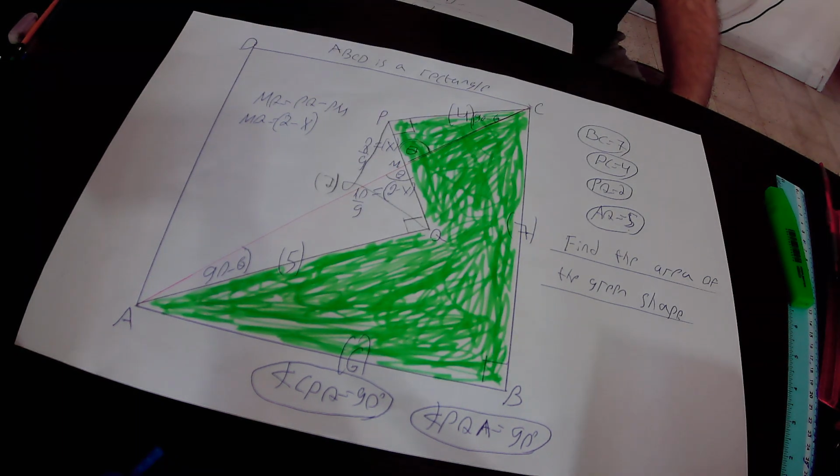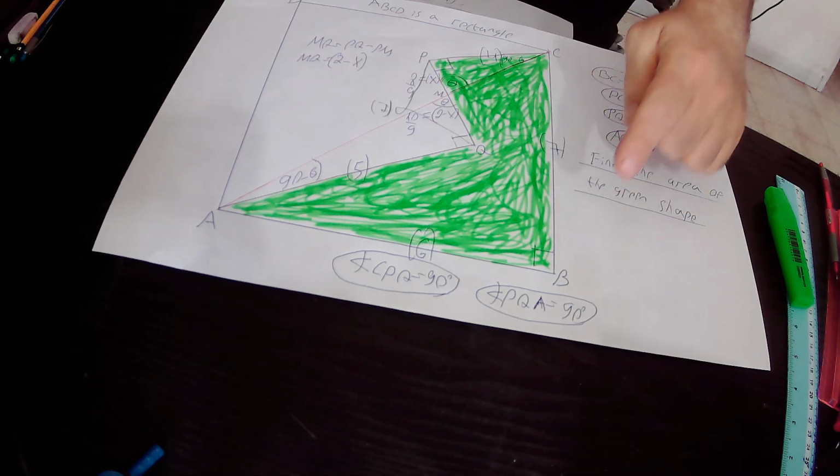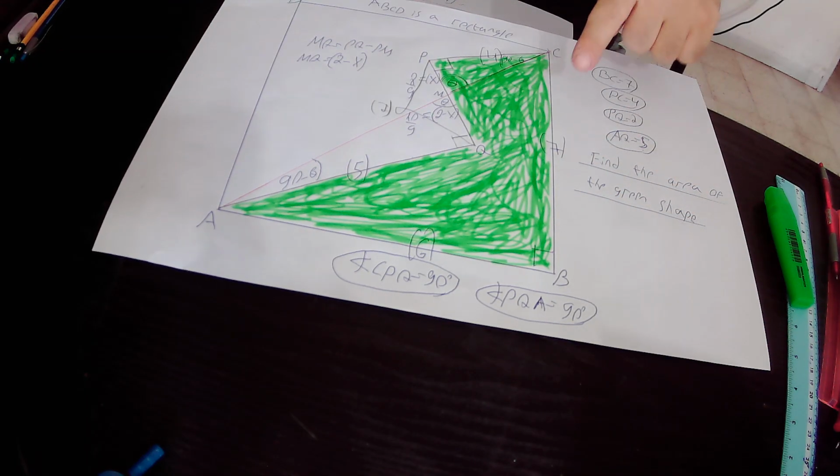AB is equal to 6, and it is given in the question that side BC equals 7. Our mission is to find the area of this green shape. So what is the area of the green shape?